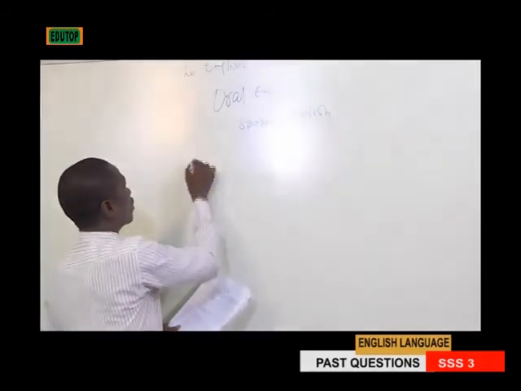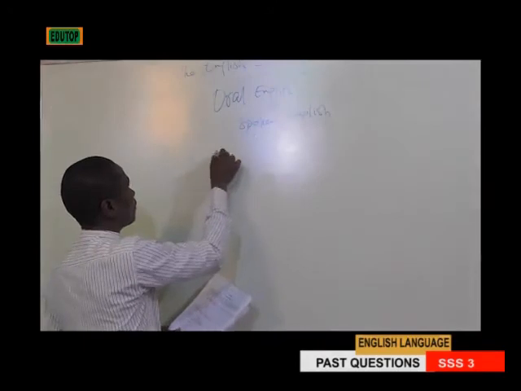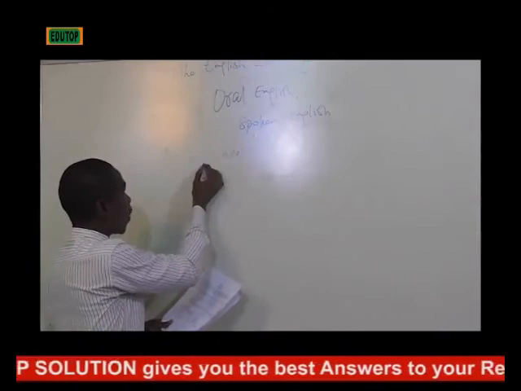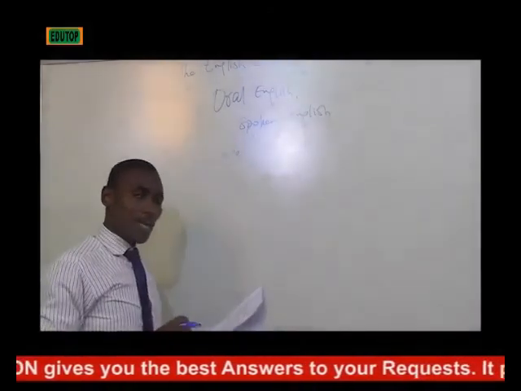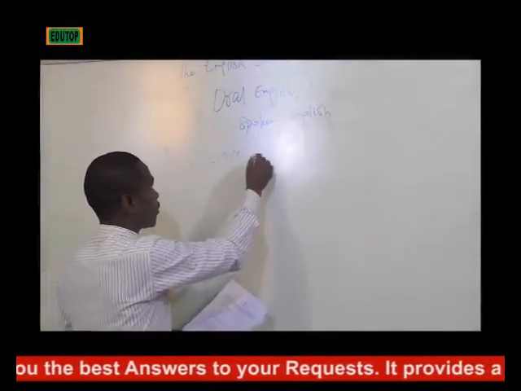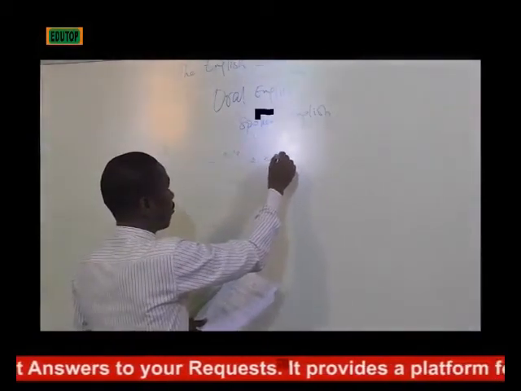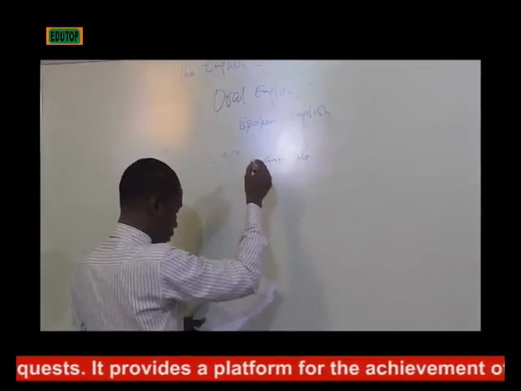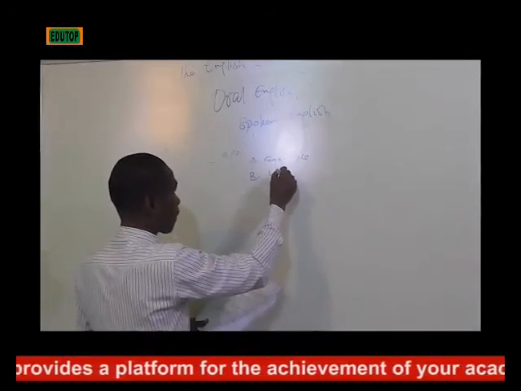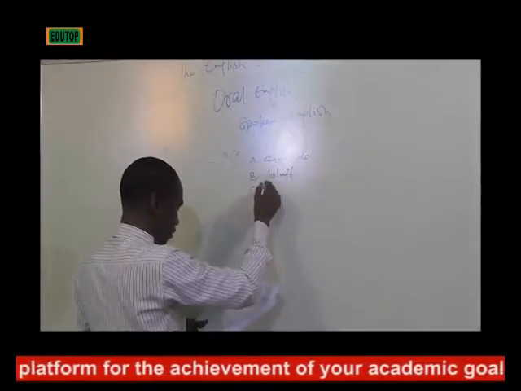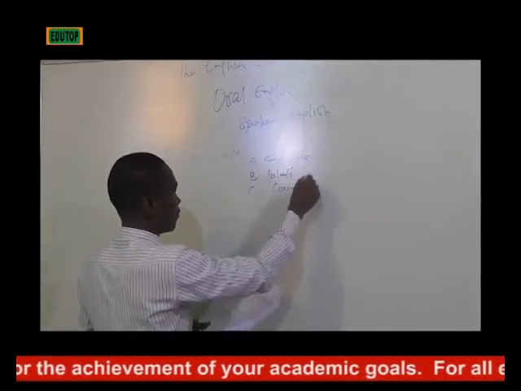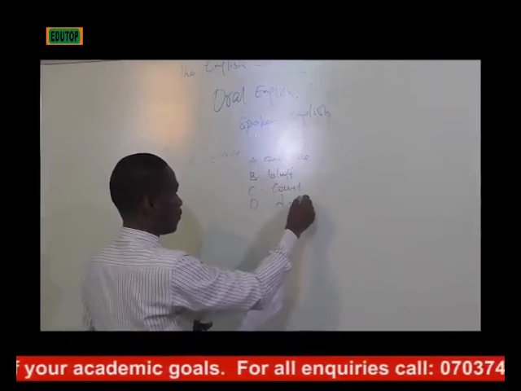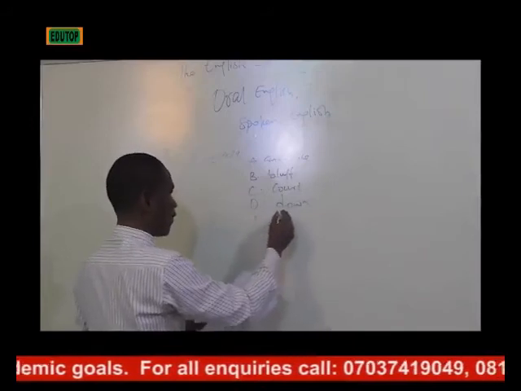Question number 1 gives us the word courage, and the letters O and U are underlined. And we have the following options: A, announce; B, bluff; C, cut; D, down; E, favor.